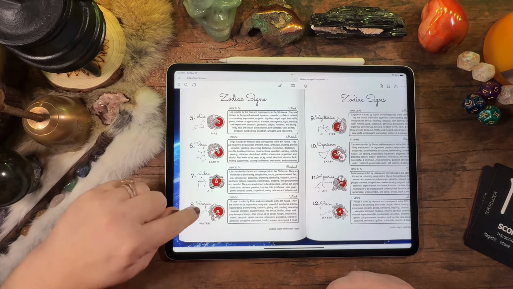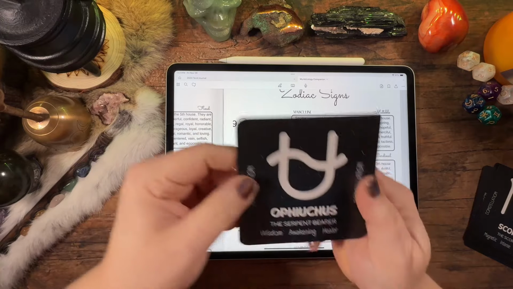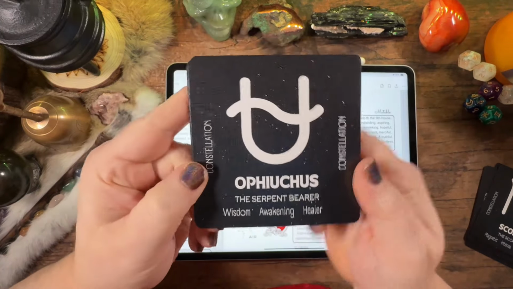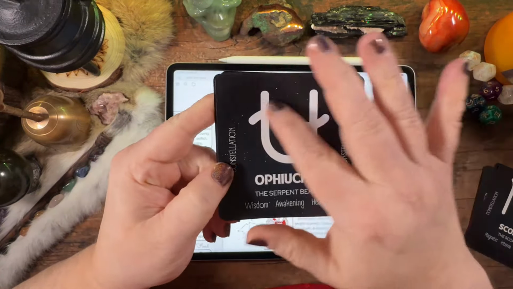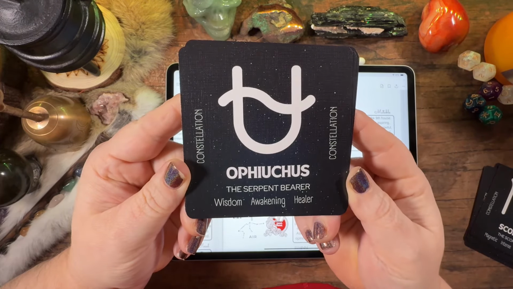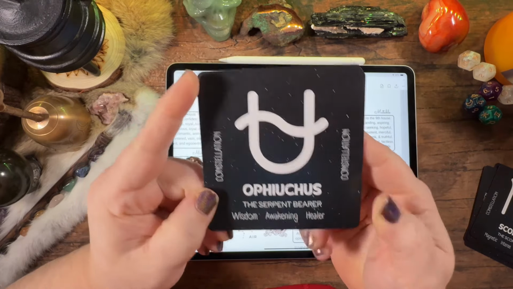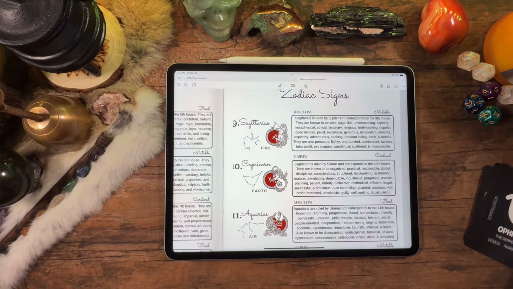Ophiuchus is in between Scorpio and Sagittarius in the sky. Okay? This is what the symbol looks like. It's like a U with a line going through it. It is considered the serpent bearer, wisdom, awakening, healer.